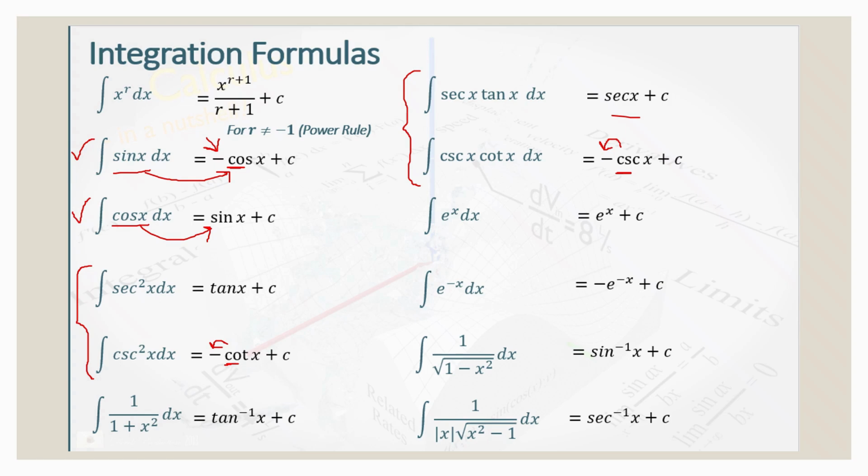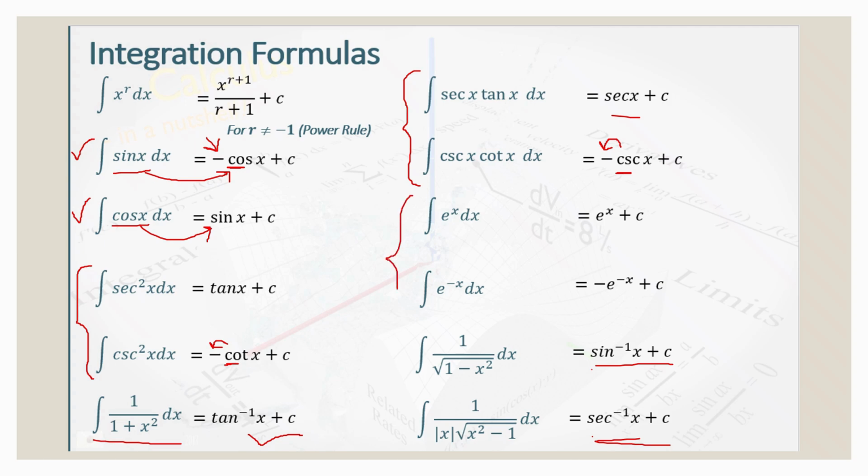Now let's move on to integral 1 by 1 plus x square dx, which is tan inverse x plus c. Tan inverse x means the denominator has an addition. Then comes square root: root 1 minus x square in the denominator will end up with sine inverse x plus c. Then integral 1 over modulus x root of x square minus 1 ends up with sec inverse x plus c.